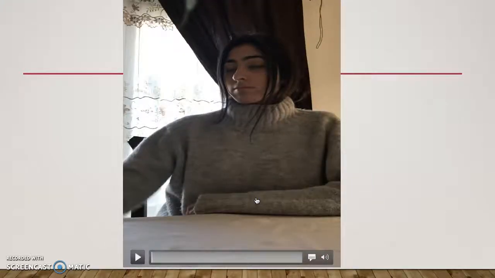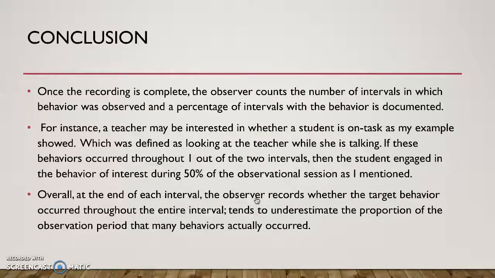So you see here that the first minute I was listening to the story, and in the second one I wasn't listening at all. So you can see the whole interval in that. To conclude, once the recording is complete, the observer counts the number of intervals in which the behavior was observed and the percentage of intervals with the behavior is documented. So it was 50-50 because the first minute I was listening, the second minute I was not.